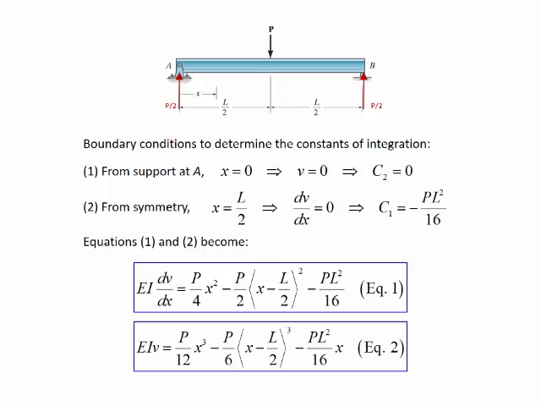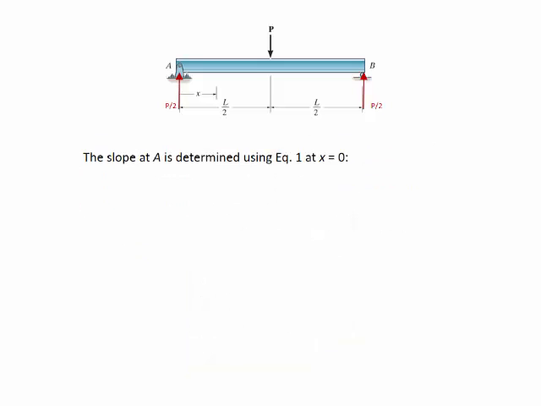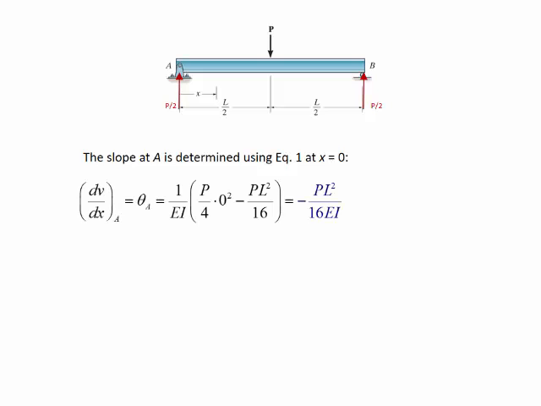So we have determined both constants of integration, substitute into equations 1 and 2 in the previous slide, and these are the final equations that will give us the value of the slope or tangent to the deflected curve, as well as the value of the deflection at any point x. Now, to determine the slope at A, we have to substitute x equals 0 into the equation of the slope, which is equation 1. So by just substituting x equals 0 there, we find out the slope at A, or the rotation at A, would be minus PL squared over 16 times EI.